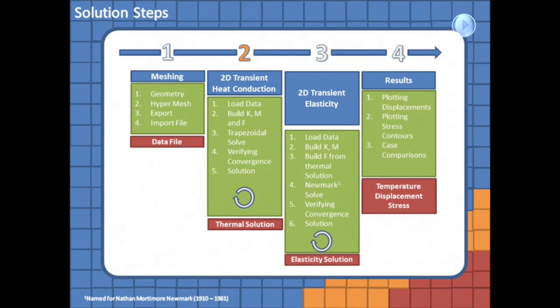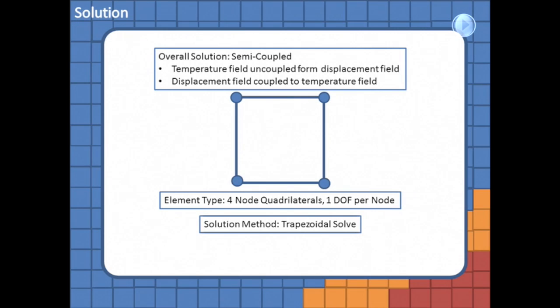So to solve a thermoelastic problem, first we're starting with a heat conduction solution, because we're assuming our solution is semi-coupled, meaning the temperature field is uncoupled from the displacement field, but the displacement field is coupled to the temperature field. For this, we use a trapezoidal method and 4-node quadrilaterals with 1 degree of freedom per node.